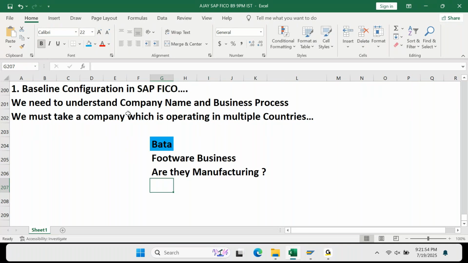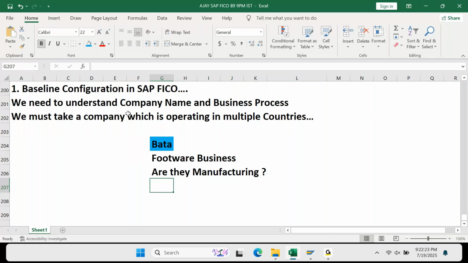Now, you need to slowly connect the points in such a way how the product is reaching the customer. If you are not aware of it, we are not in a position to understand what is happening in accounting, especially in FICO. And FICO is all about recording accounting transactions. Accounting transactions involve wherever money is going out, wherever money is coming in. Is that true?